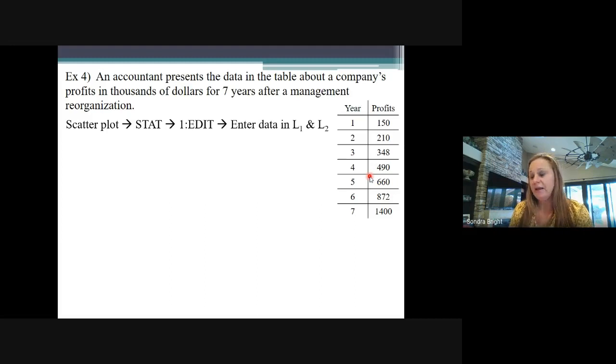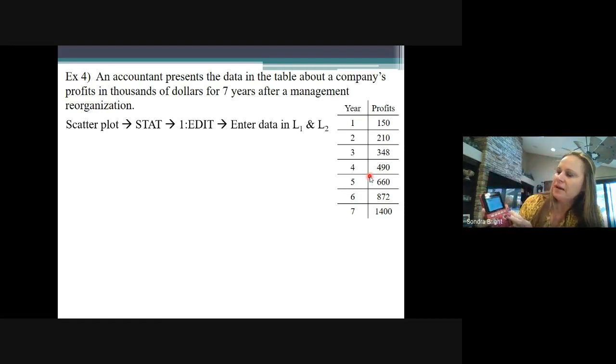The year goes in L1 and the profits in L2. So stat, edit. You can type over, because we already put things in L1 and L2. Or if you go to the column you need to, arrow up so that L1 is highlighted, and then push clear, and then arrow back down. I have cleared out that entire column for L1.